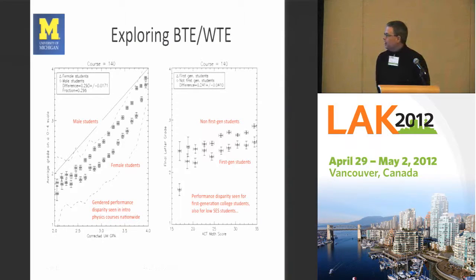Again, this is not a unique thing to the University of Michigan. Here we've broken out the incoming students by ACT math score and are showing you non-first-generation students and first-gen students. Not a lot of correlation with the ACT math score, but you can see the difference between first-gen and non-first-gen students quite clearly in it.